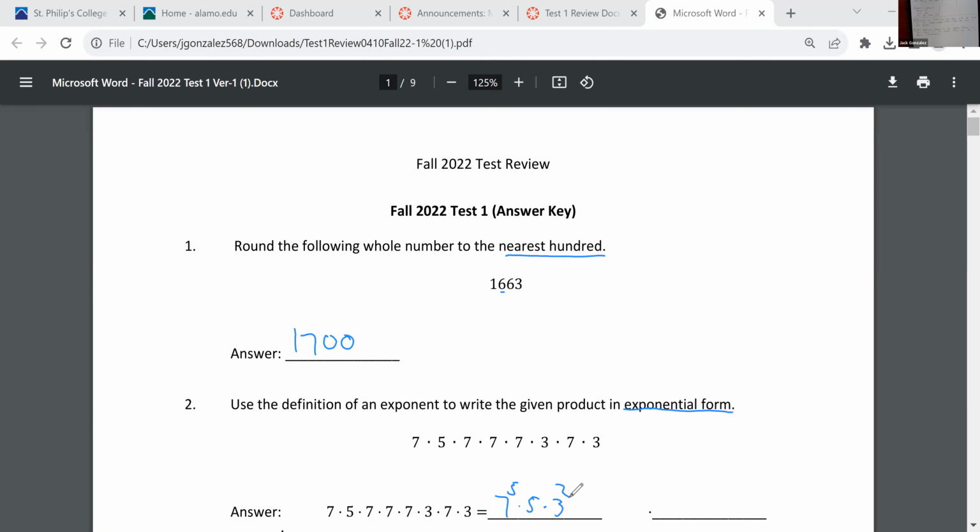That's what the exponent means. Any questions on number 2? Is that clear? As you can see, for the first two, there's not much work to show, right? So if you didn't show much, that'd be okay for those.